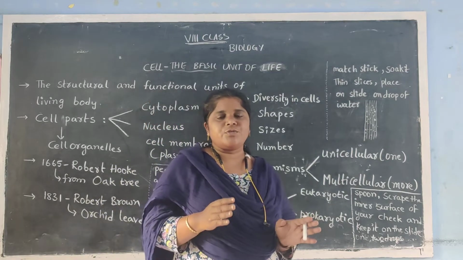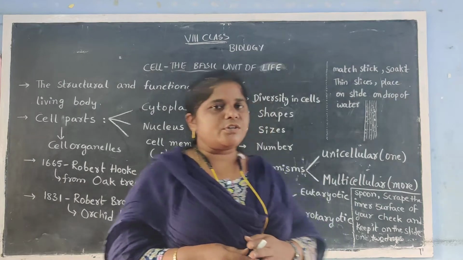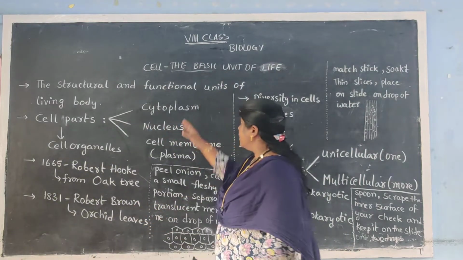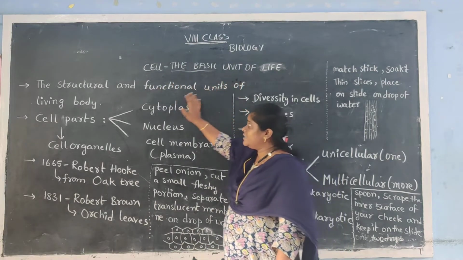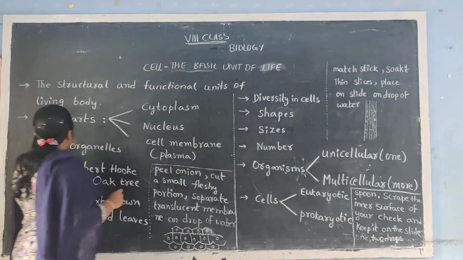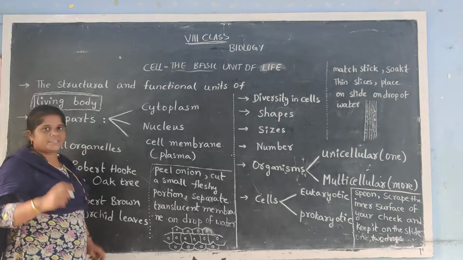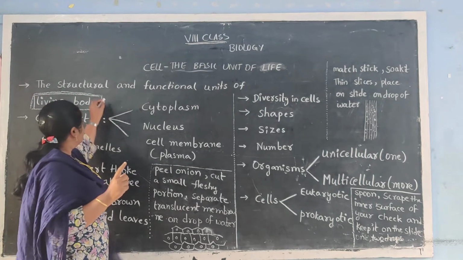In the first video we have been discussing about cell, the basic unit of life. How did we define cell? Let us recall what we have discussed in the previous lesson. Cell, the basic unit of life. By this we can understand that it is the structural and functional unit of each and every living body. Every organism which is having life is made up of cells.